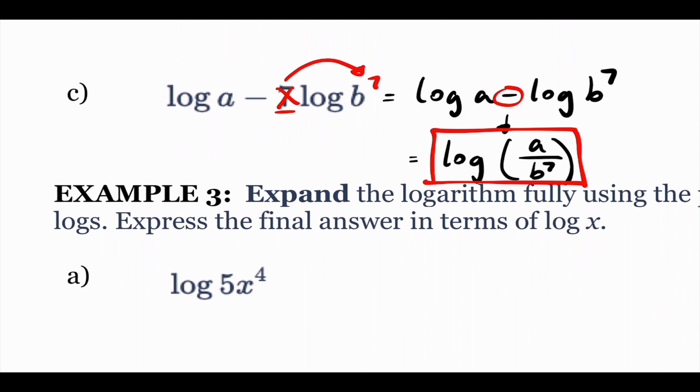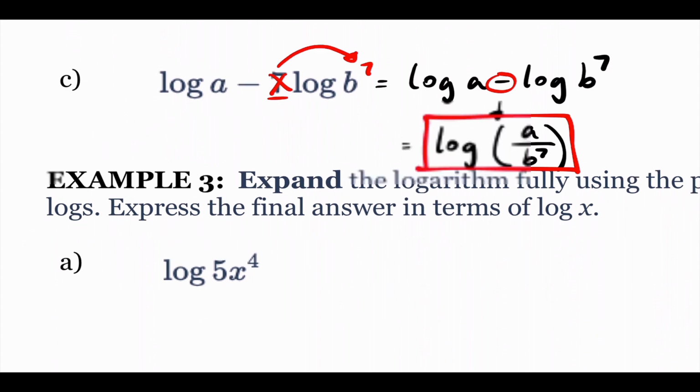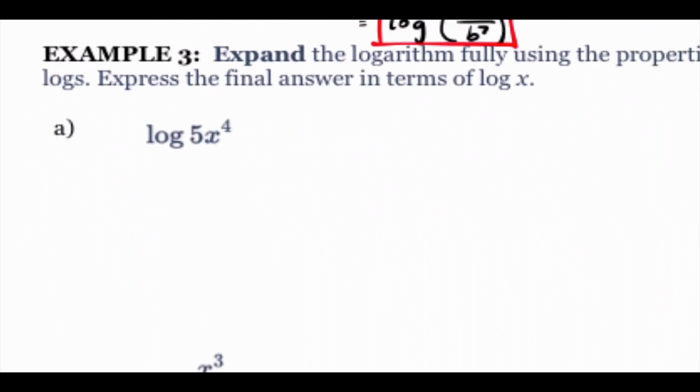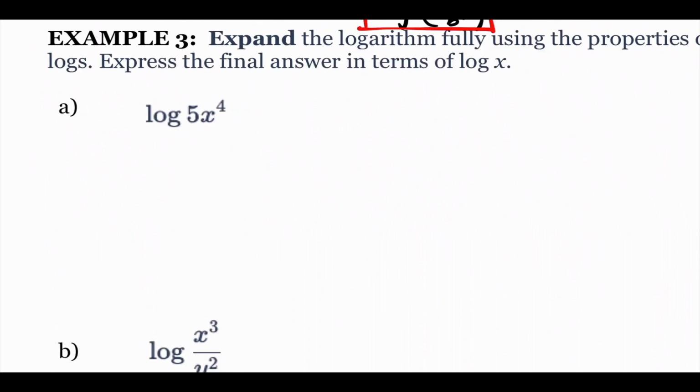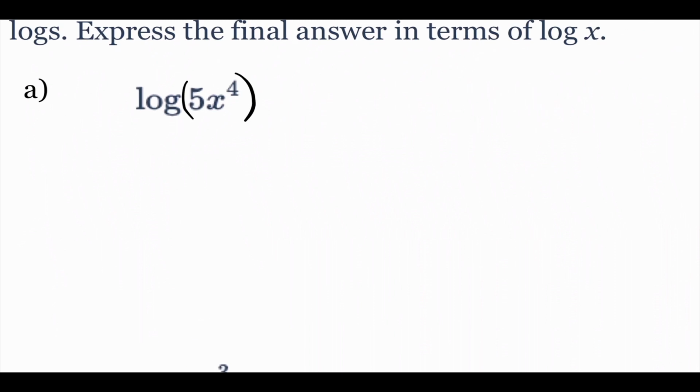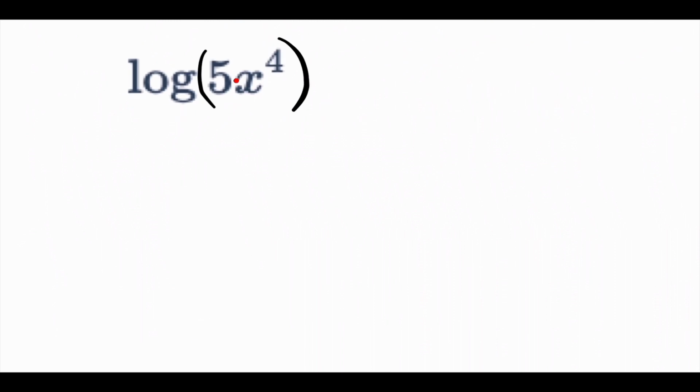The opposite of condensing is expanding. So these guys here, for number 3, are already condensed. We have to expand them, go the opposite direction. Okay? So the first thing I see is I have multiplication because it's 5 times x to the 4th. So I know I'm going to use product property. And I have a power, so I'm going to use power property.